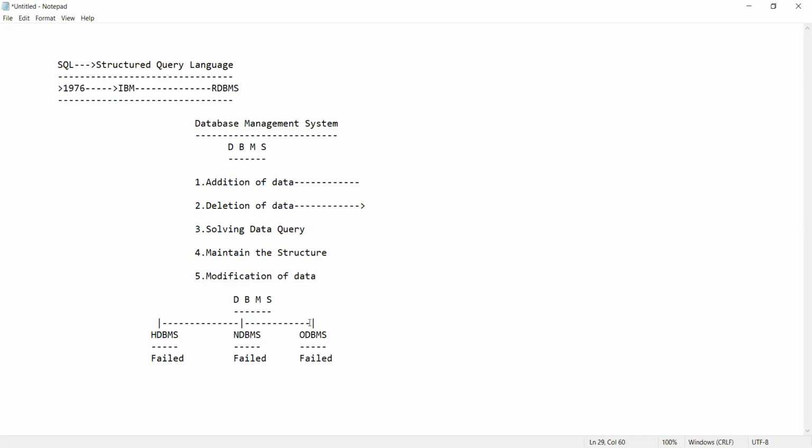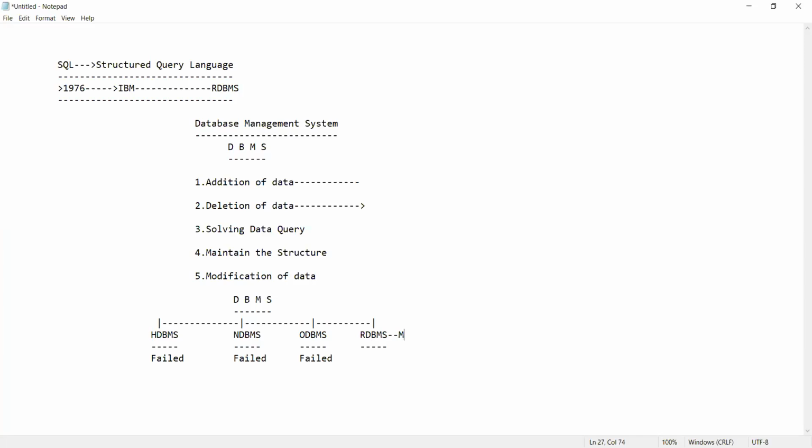Later on, these techniques were developed by various authors. As the techniques failed, it's not that important to know the name of the author. Finally, one technique was developed, called RDBMS, and this technique was super successful.